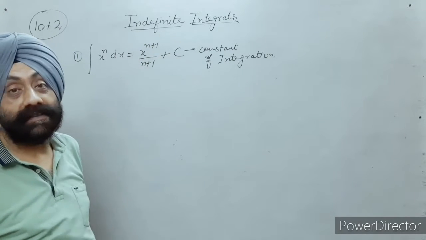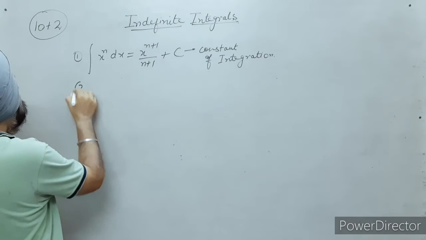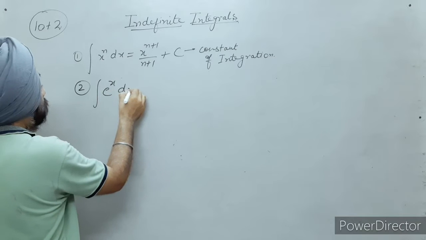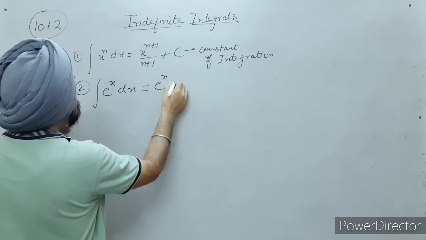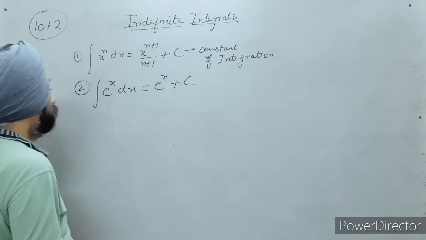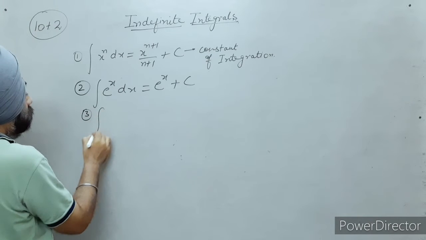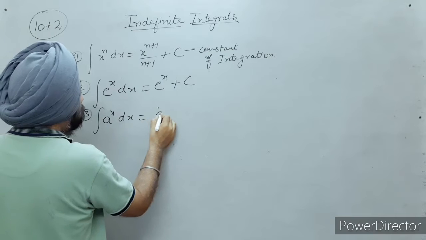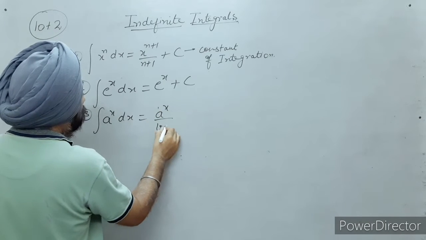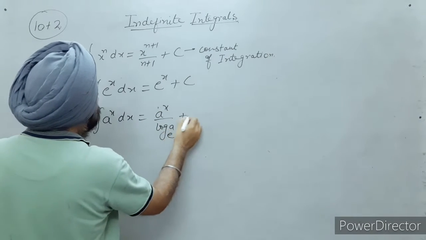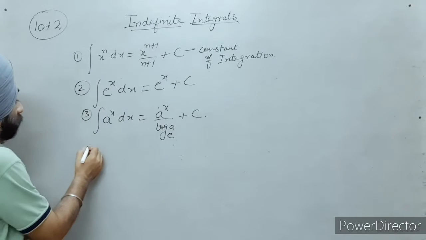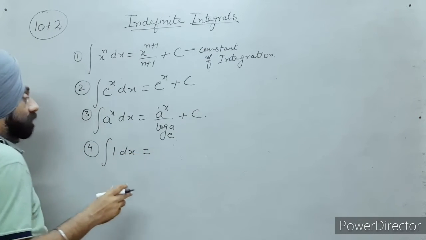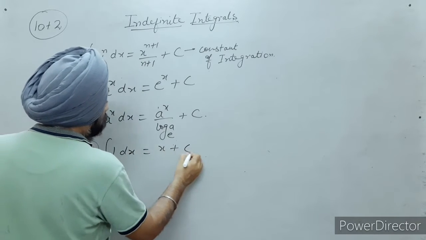You can use some other alphabet, say plus k or some other alphabet, but this should be written in case of indefinite integrals. Now the second formula is integral of e to the power x dx. This is e to the power x plus constant of integration. Third formula is integral of a to the power x dx. It is a to the power x divided by log of a to the base e, plus c. Fourth is integral of 1 dx. It's x plus c.